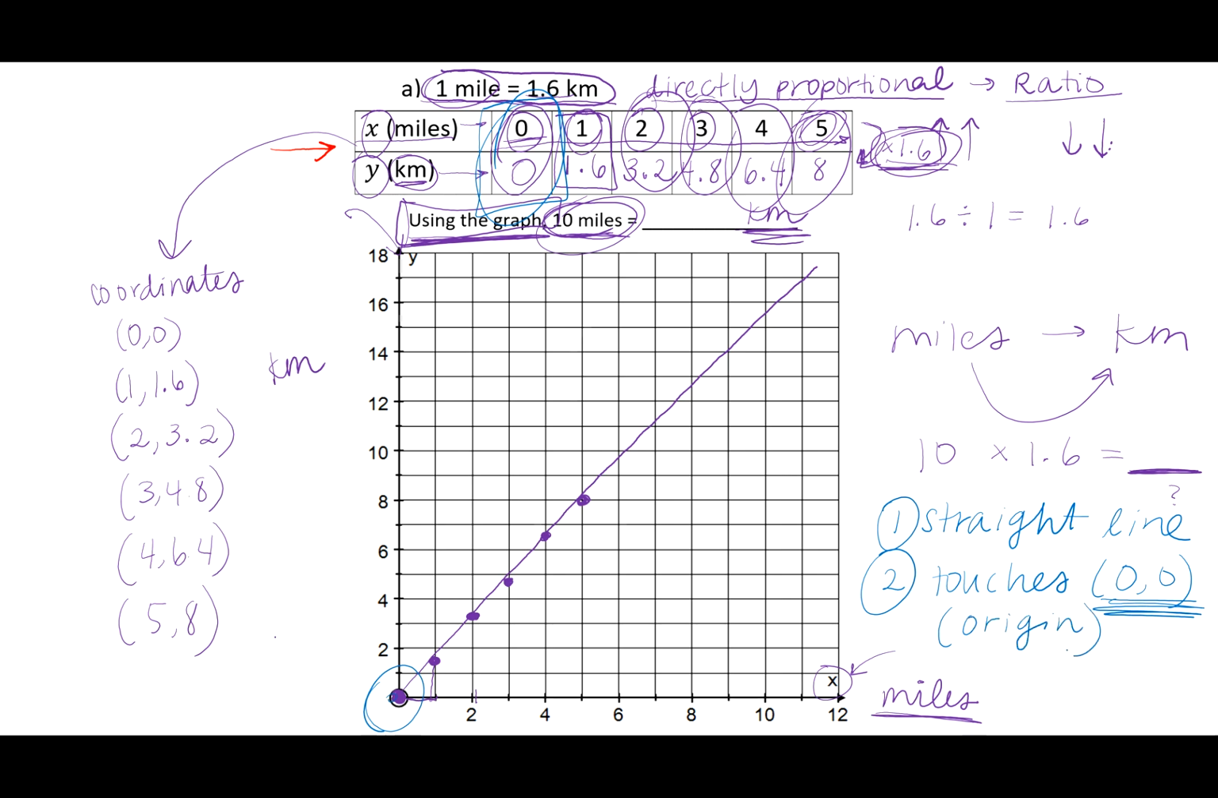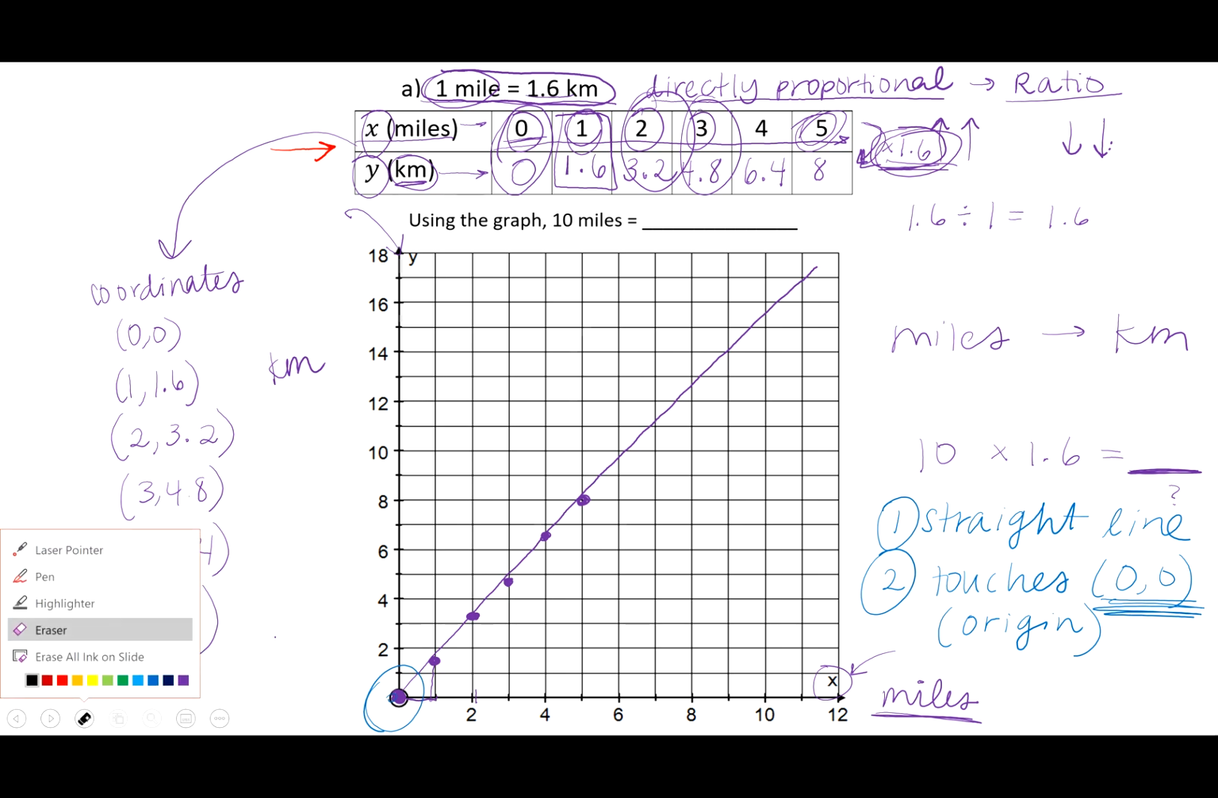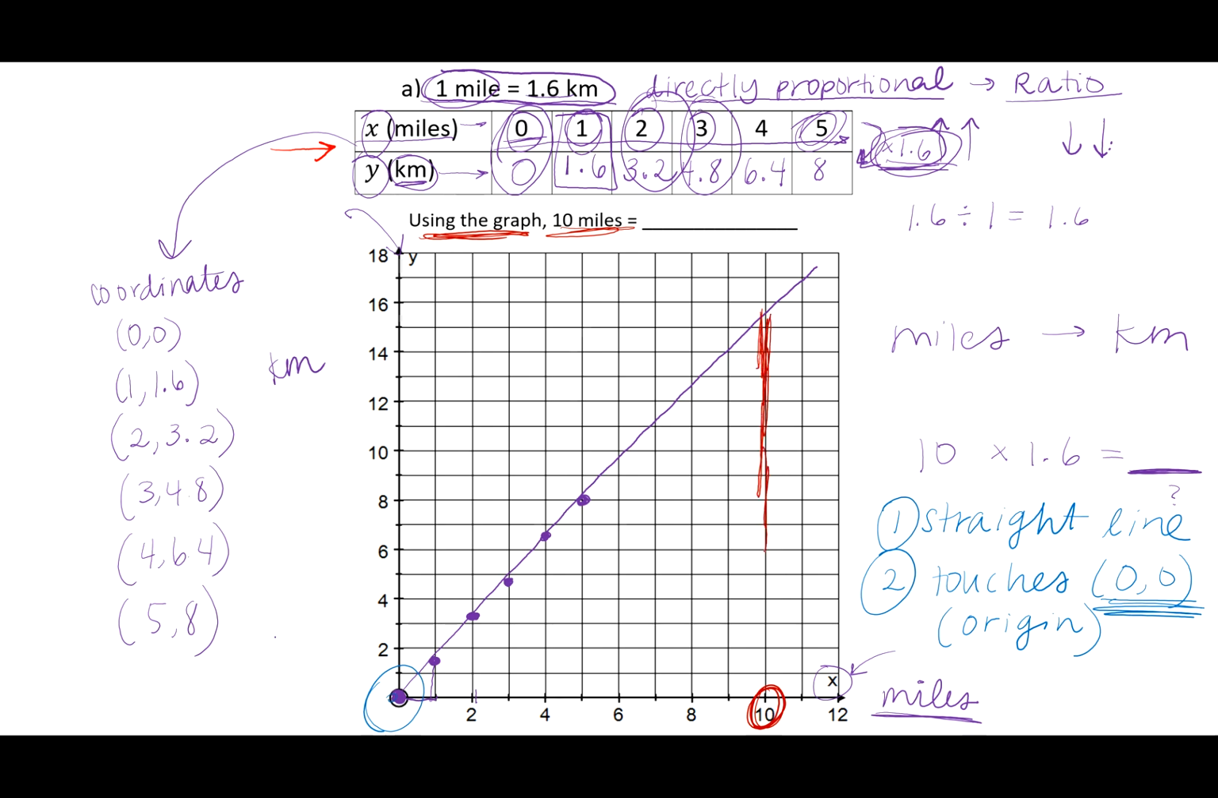So remember the point of all of this work that we've done is to estimate the amount of space that we've traveled in kilometers after 10 miles. Using our graph, it says use the graph to do this. I want 10 miles. Let's find where 10 miles is on our graph. 10 miles is here. We're going to draw a vertical line to find where that value touches the graph. Again, I don't have a ruler here, so I'm doing my best to draw a straight line. And then wherever we touch, we'll go straight over horizontally.